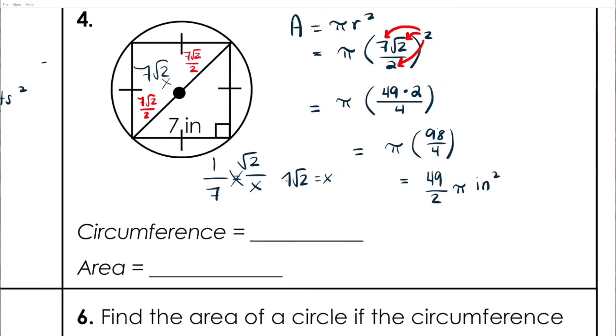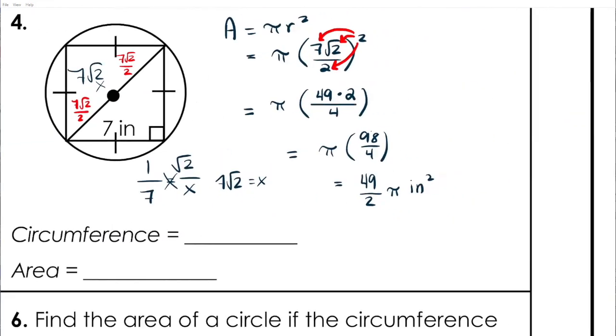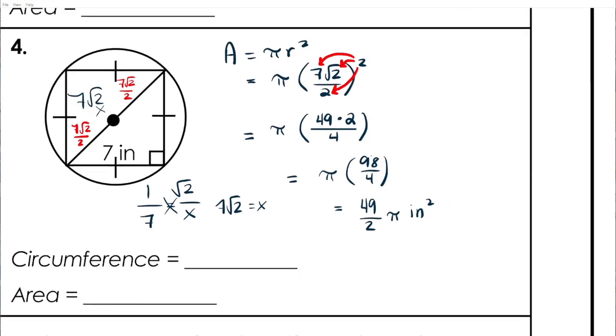Now that was a fun math problem. I love me some algebra. So this is definitely going to be a spot where I want to use the diameter, because some of you guys just don't like fractions. So if you can avoid them, you're going to avoid them. But pi times the diameter. We know our diameter is 7 root 2. So we get 7 root 2 pi inches.